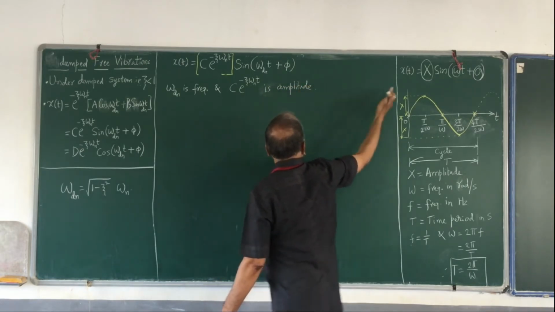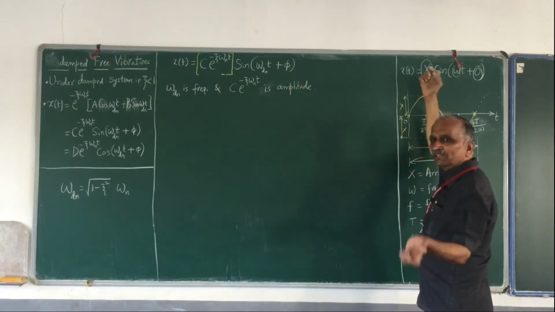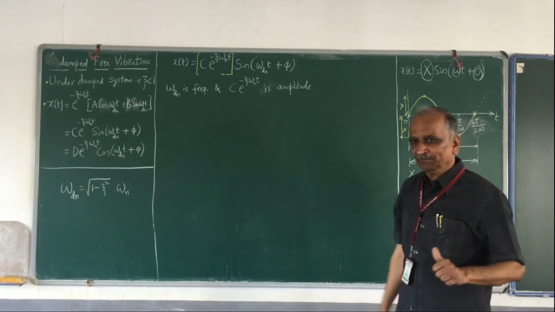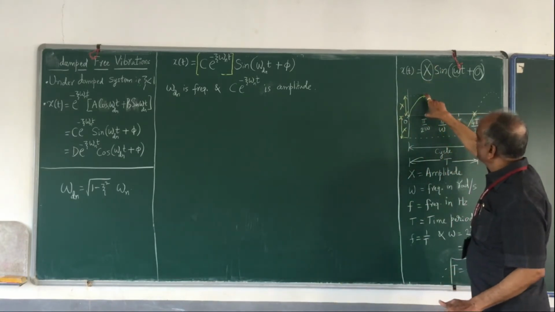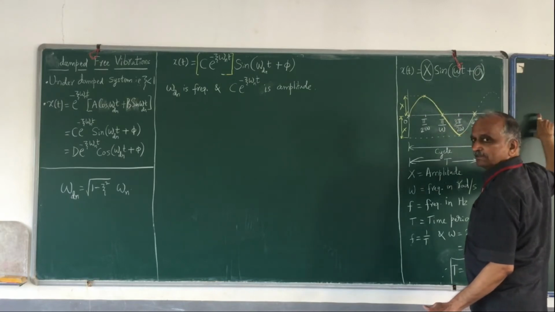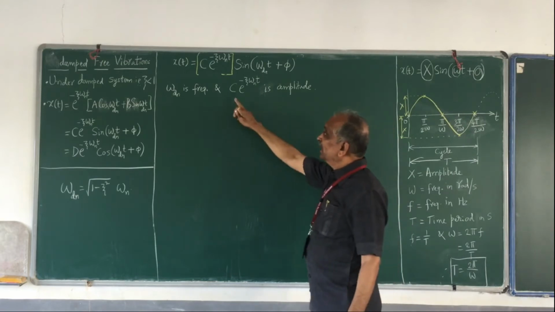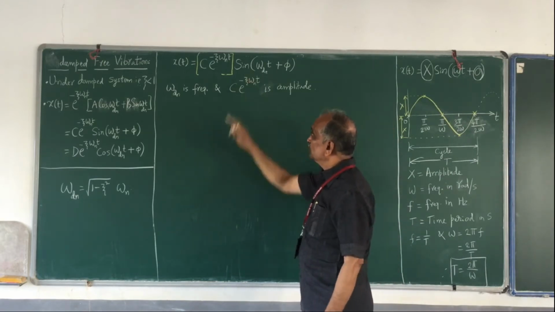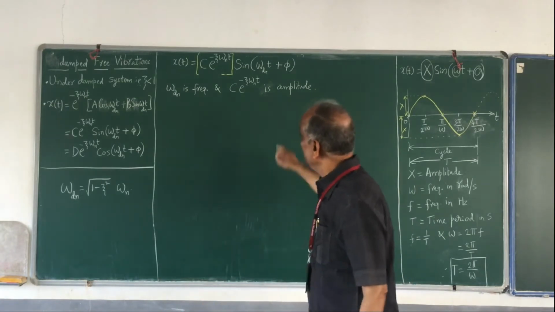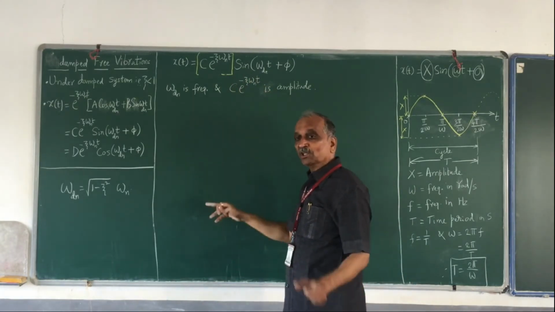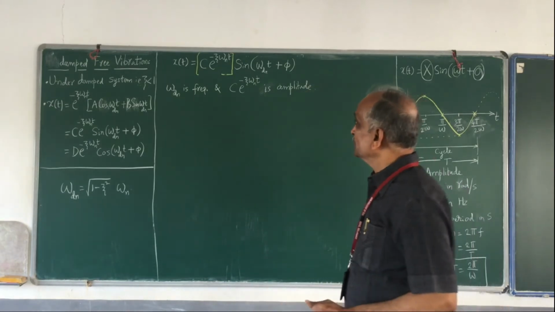So in the simple harmonic motion here, the amplitude is x, which is not a function of time. So the amplitude remains the same. Therefore, this is x, this is x, this is x. The amplitude will remain the same. But here the amplitude is c into e raised to minus zeta into omega n into t. You have t here. The amplitude is also a function of time.